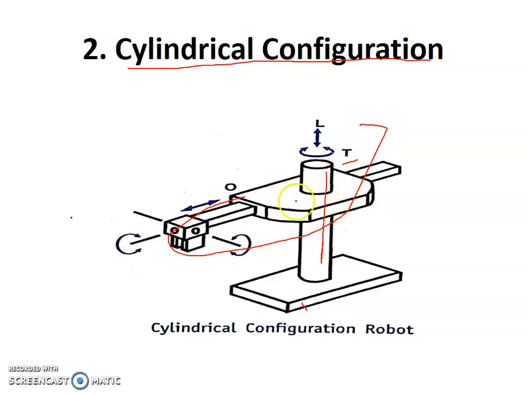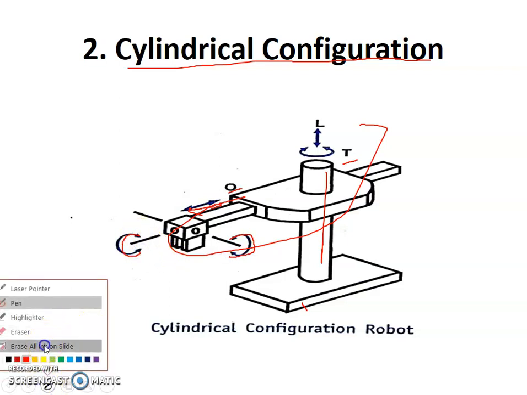There will be a twisting joint or twisting motions also, and here we can have an orthogonal motion. Again, here the arrow mark we can observe is the linear motion, and again we have rotational motion, here also rotational motion. This is called the cylindrical configuration of the robot.